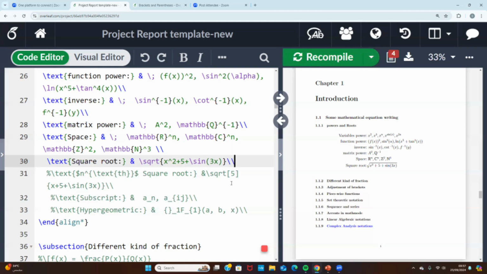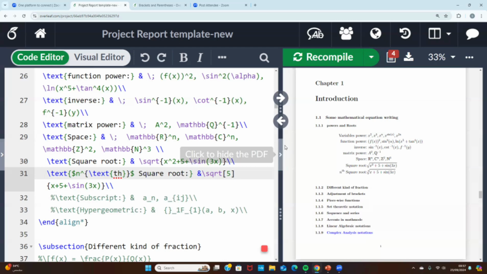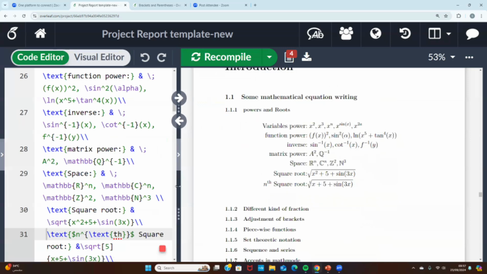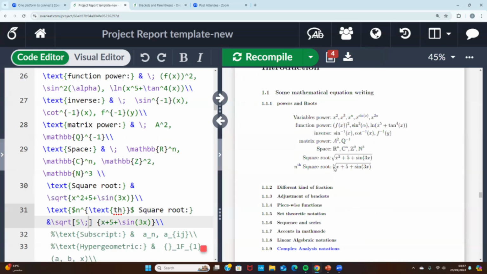Now if we have the nth root, how can we write it here? So this can be written as, let's say, the fifth root of this same expression. So it can be written like this. Now you see that here the 5 is very close. So if you want to give a little bit of space, for a little space you can use backslash colon. Then you see that a space is created.